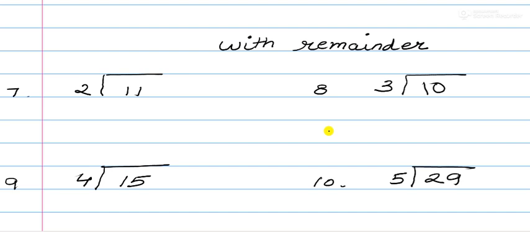We stop at 10 because 2 times 6 will be 12. That will be more than 11. So that won't be possible. So we stop at 2 times 5 is 10. We write 5 on the top. We write minus 10 at the bottom. Now 11 minus 10 is 1. So 5 is the answer. 1 is the remainder.